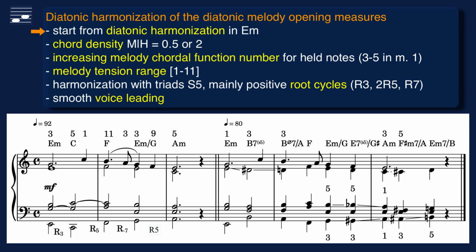This diatonic harmonization is in the E minor mode. In measure 1 we find 2 chords, E minor to C major, for harmonizing melody pitch G. In part 2 in the series, Schillinger recommends increasing melody tension range for such held notes, and here it becomes the 5th of the 2nd chord. The melody tension range is wider now, with the highest chordal function 11 in measure 2.